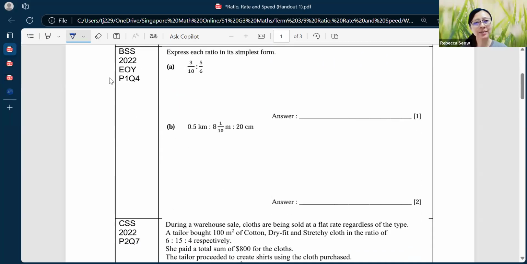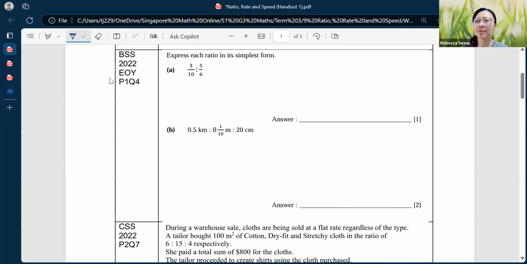Following that, let's take a look at BSS 2022 EOY Paper 1 Question 4. Express each ratio in its simplest form. So when we talk about expressing ratio in the simplest form, we need to take into consideration a few things. No decimals, no fractions, and all quantities must be in the same unit of measurement.